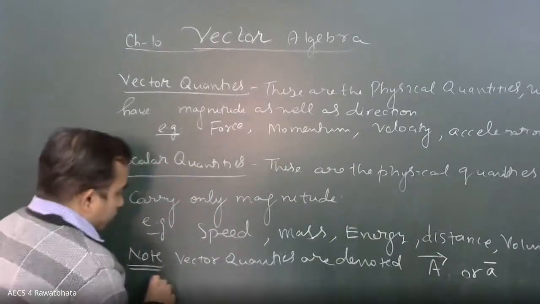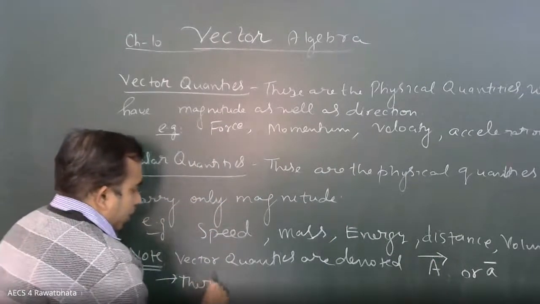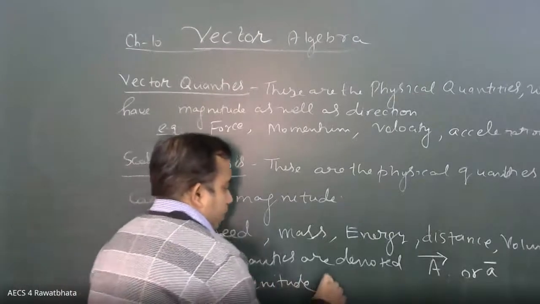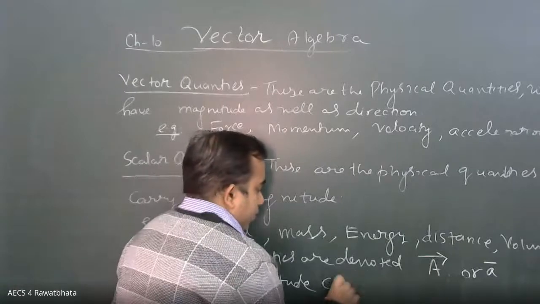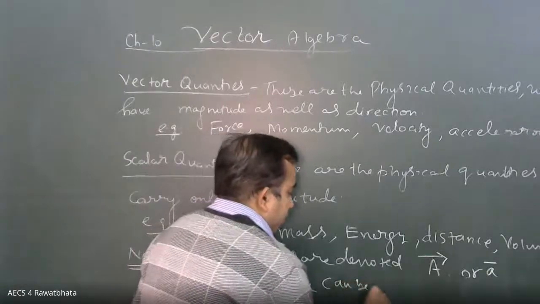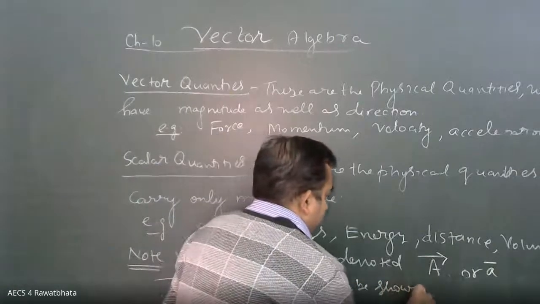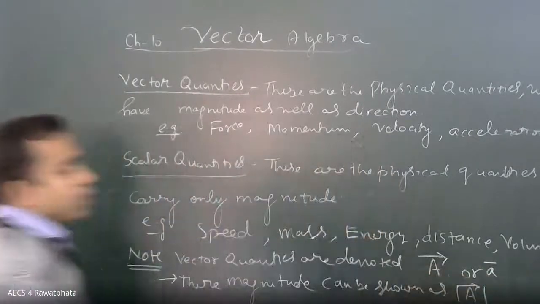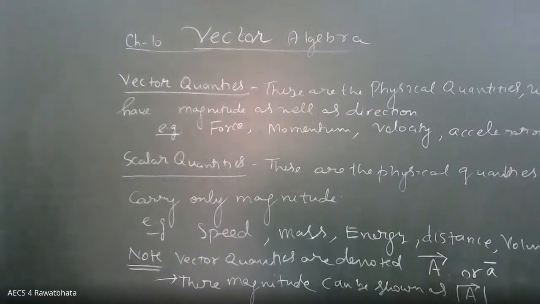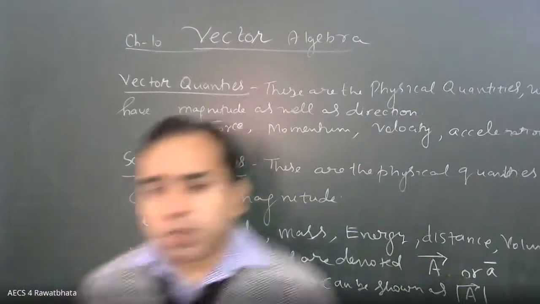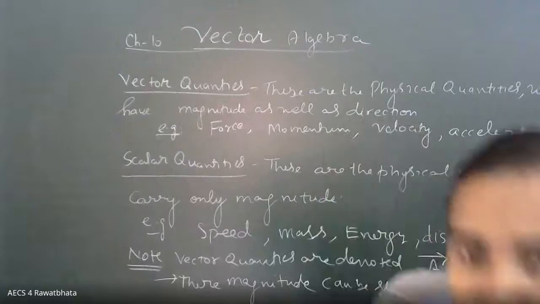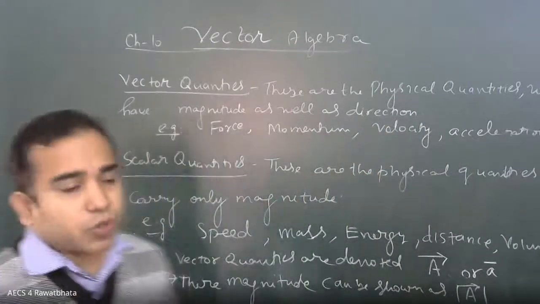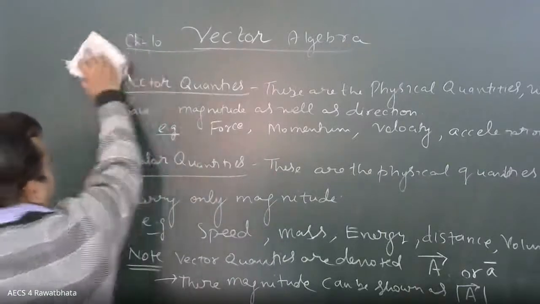If you want to show their magnitude, that can be denoted like this: within a modulus sign we enclose it, and this shows the magnitude of the vector quantity. Now there are some specific terms because we are going to use those terms again and again in our context, so let us know them.